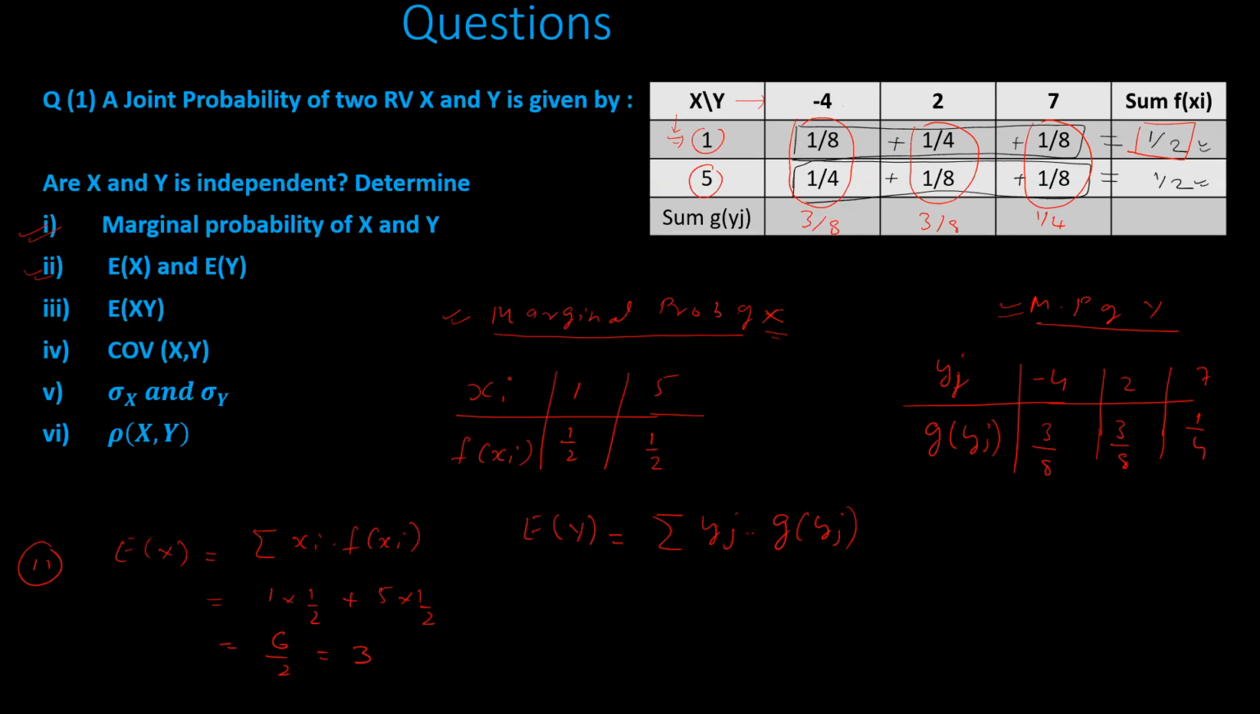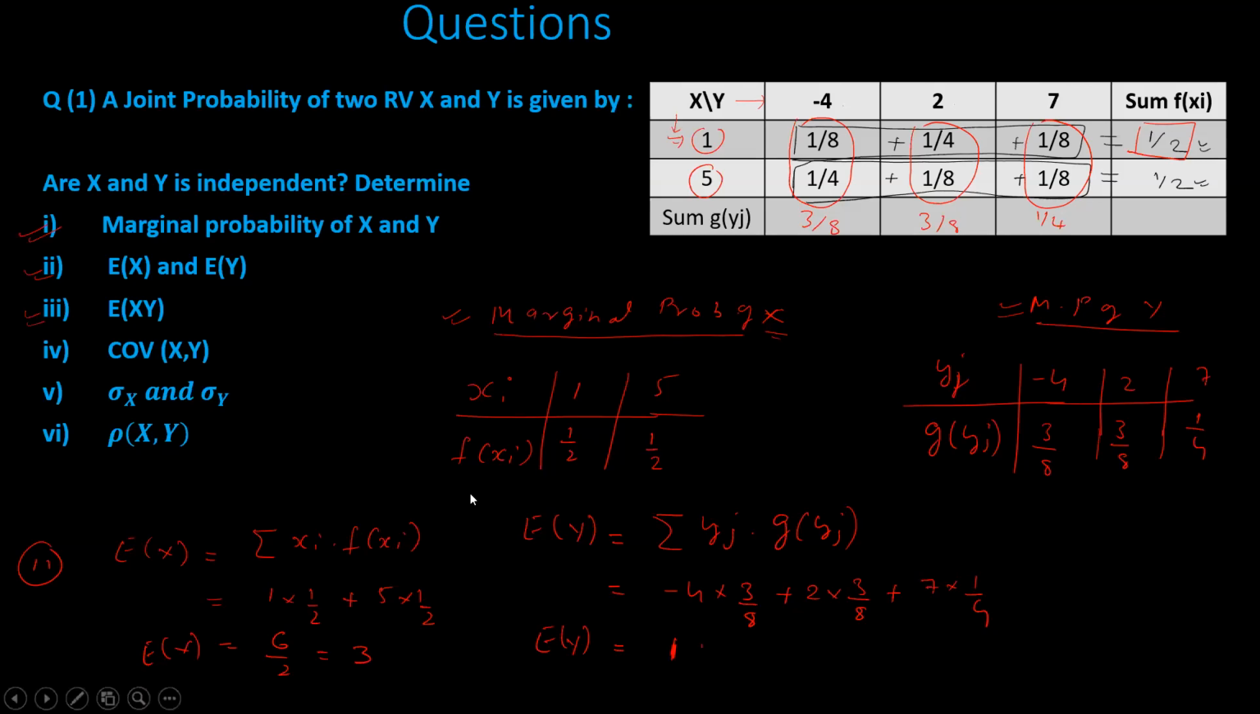So the expectation of y will be yj into g of yj. So I have to take the table of marginal probability of y. When you do this, yj means minus 4 into 3 by 8 plus 2 into 3 by 8 plus 7 into 1 by 4. When you calculate this, I'm getting the answer as 1. You can just calculate it and check it. So E of x and E of y I have calculated. Next part is to calculate E of xy.